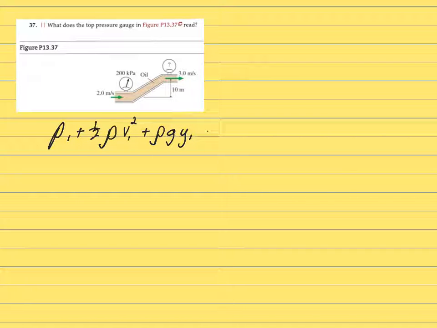And then there's got to be a change, so we need the pressure at point 2. And we're just going to pretty much rewrite what we just wrote. The density, V2, but don't forget to square it. The density, gravity, height at point 2.